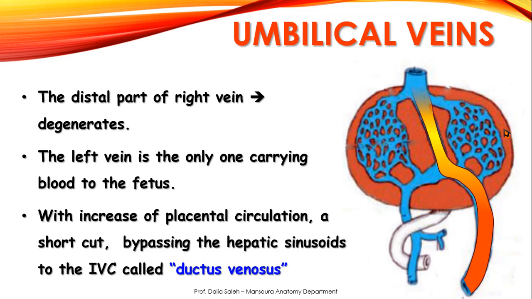And with the increase of the placental circulation, another shortcut is developed to bypass the hepatic sinusoids in order to deliver the oxygenated blood faster to the inferior vena cava. This shunt or this shortcut, we call it the ductus venosus.